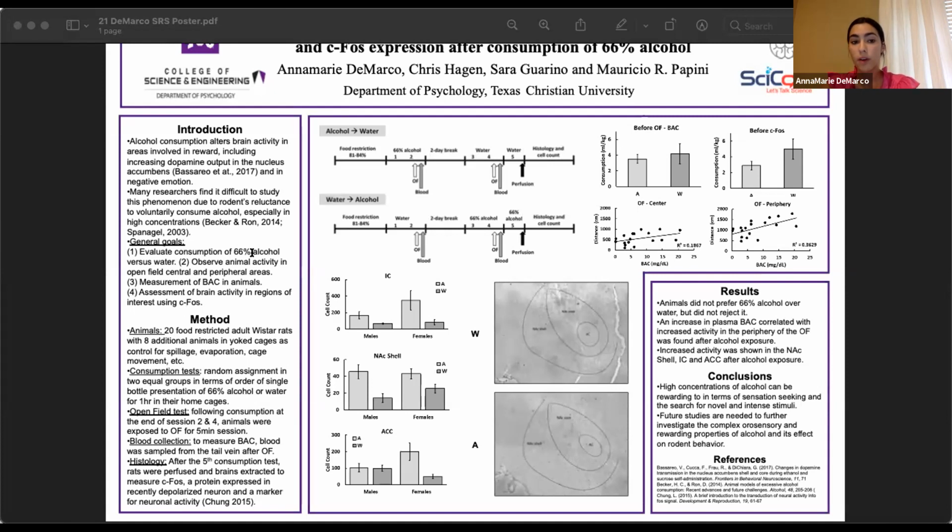Overall, we found that the rats did not prefer nor reject the high concentrations of alcohol, and that this consumption significantly raised their blood alcohol content, which suggests that they did consume it and it promoted locomotion in open field. Together we can interpret these results as a form of sensation-seeking behavior in which they find alcohol an interesting substance that they're willing to interact with. Future studies may investigate the effects of high alcohol concentration on other learning paradigms and the complex interaction between alcohol, the brain, and behavior.